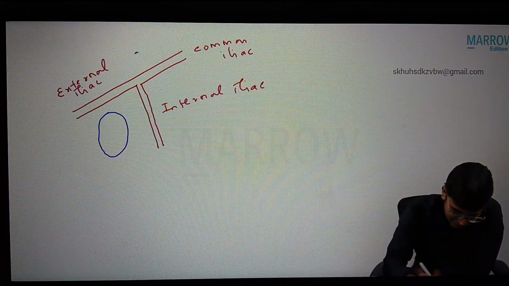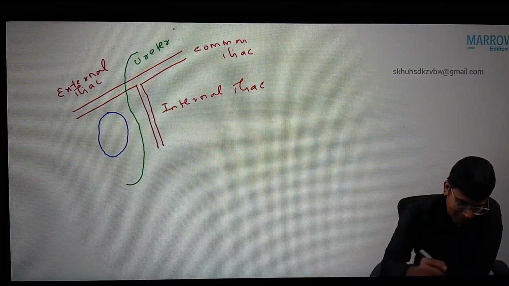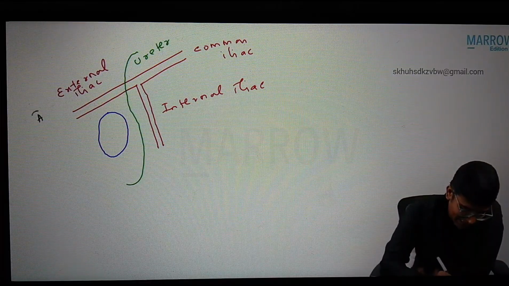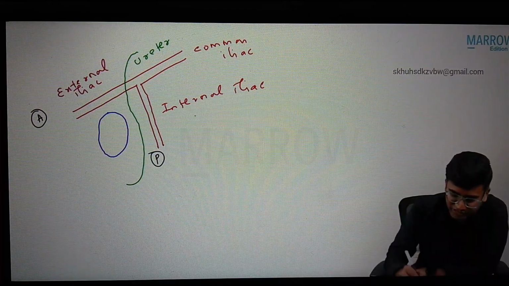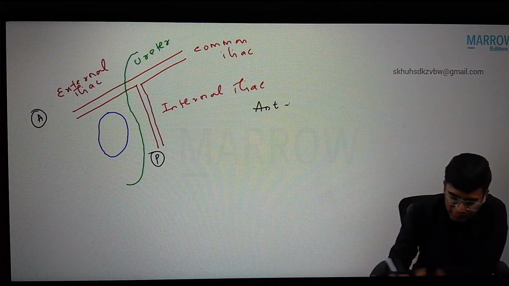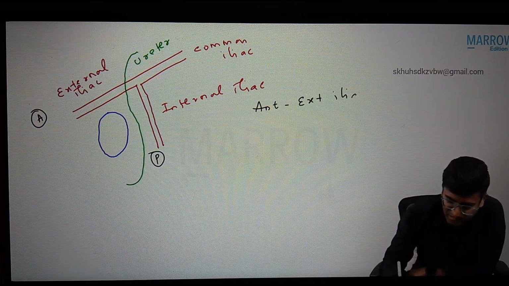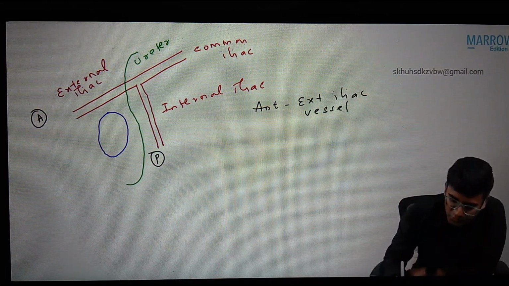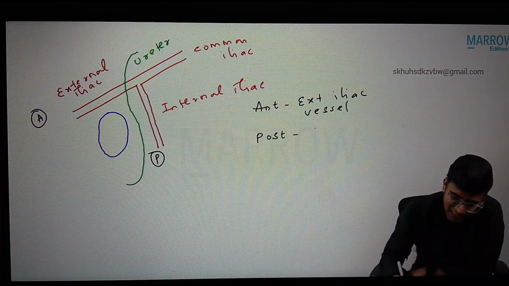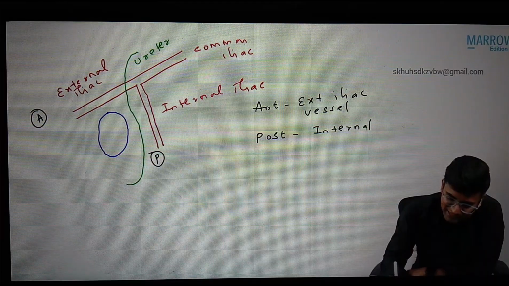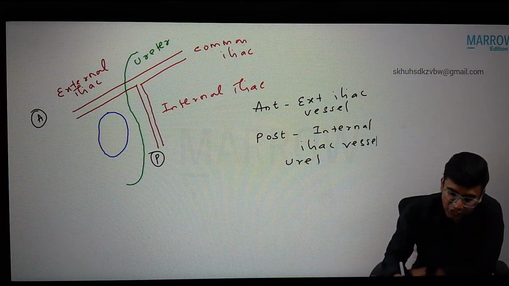Behind the ovary, we see one tube. That is our ureter. This is the front side, anterior, and this is posterior. Now the boundaries of the ovarian fossa. The anterior boundary of the ovarian fossa has one vessel. Which vessel? The external iliac vessel. Posteriorly, we have the internal iliac vessel and the ureter.